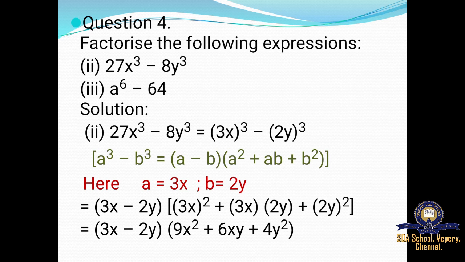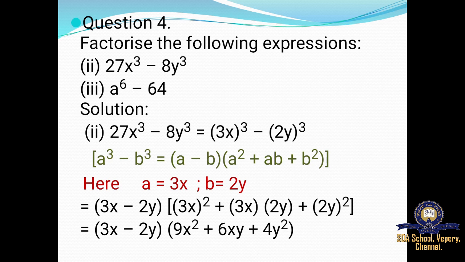Moving on to the next question, number 4. Factorize the following expression: 27x cube minus 8y cube. If you see carefully, 27 is equal to 3 cube and 8 is equal to 2 cube, right? What do I mean by cube? I mean 3 into 3 into 3. 3 multiplied 3 times, not by 3. 3 is multiplied 3 times.